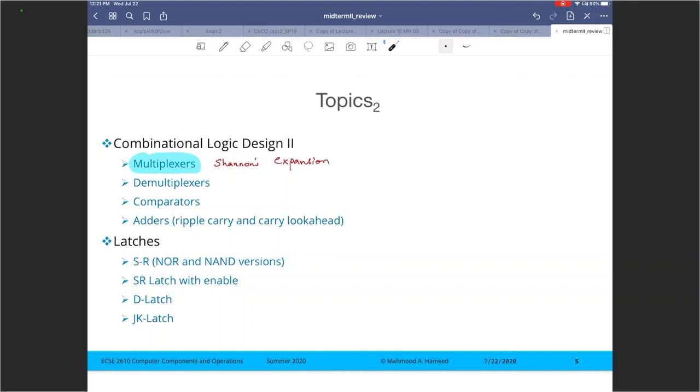So the symbol of latches, the characteristic equations. I should probably write them over here. So let's say the symbols, characteristic equations and tables.